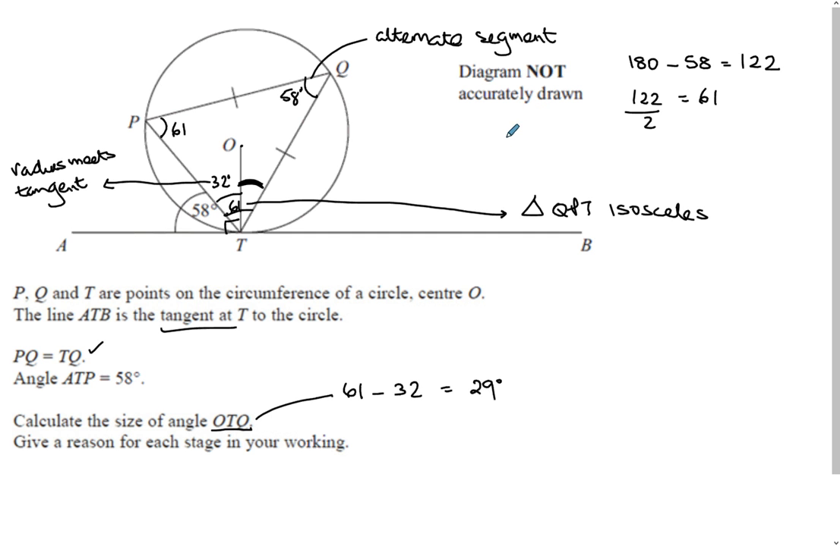That was a good question, wasn't it? It says give a reason for each stage in your working. So that was our first stage. As I said, you need to write it a bit neater. So you say angle OTP is 32, in brackets radius meets tangent. Angle PQT equals 58, angle between the tangent and the chord, alternate segment. And then talk about that being 61 because that triangle is isosceles, and the fact that we got that 61 there and then minus the 32 is 29. Good.